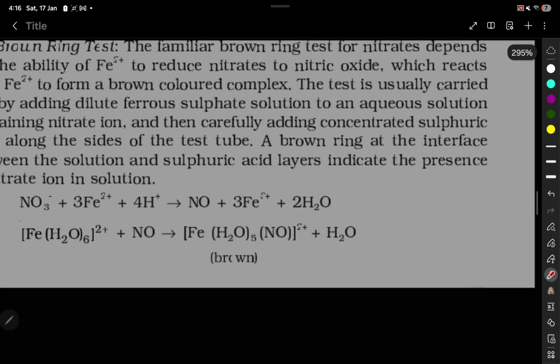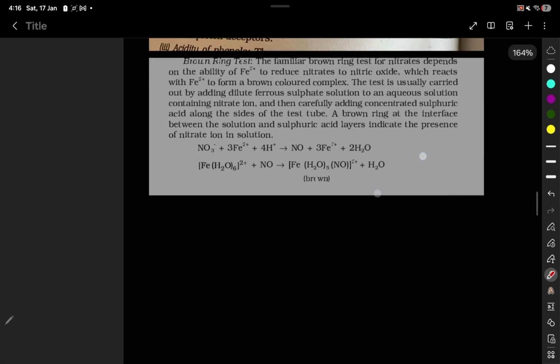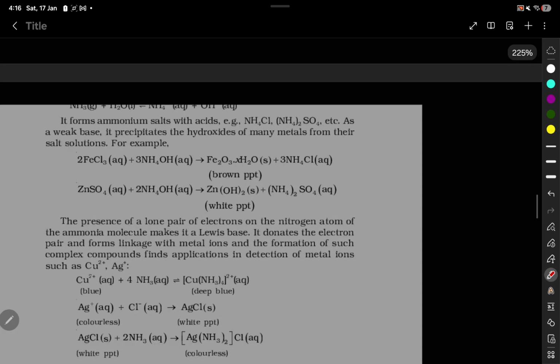And one thing that you have to know in this is that NO is in an NO plus state, okay, and Fe is also in an Fe plus state for some reason, which we don't know.